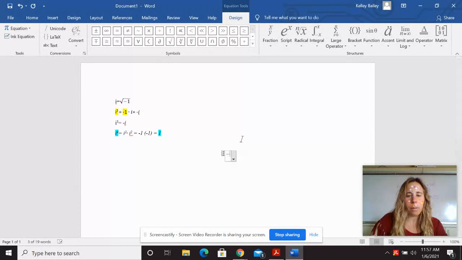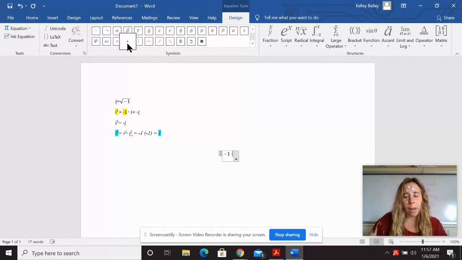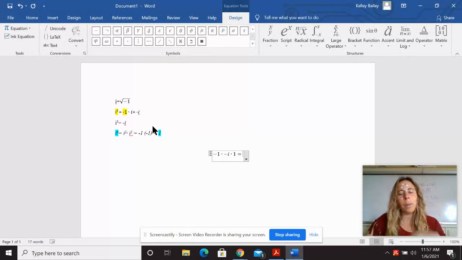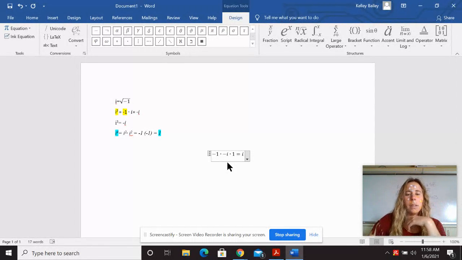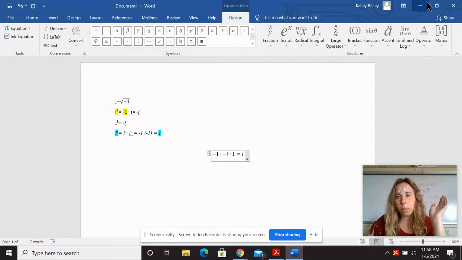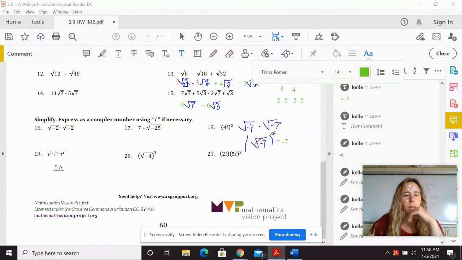So -1 times i cubed, which is -i, times i to the fourth, which is 1. Multiply all those together. -1 times -i, your negatives cancel each other out. So that's just i times 1, which is i. So your answer is i. Whew. So this is i.